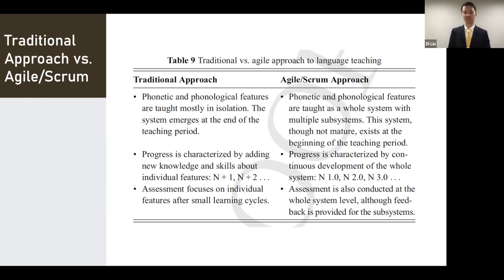Assessment is also conducted at the whole system level, although feedback is provided for the subsystems. So we can still do the imitation repetition, but that's just the first step. The assessment that we really care about is when students are using yingmen, or that word, in a spontaneous production of speech. Are they able to use that? And the final assessment that signals or signifies improvement is always at the system level.